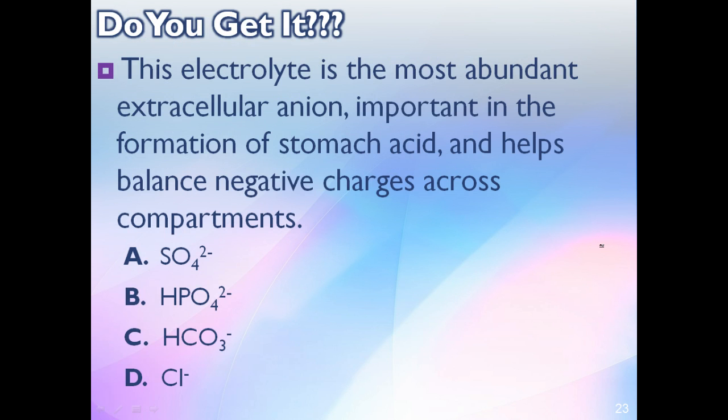So let's see how well we've done with a few do you get it questions, as you have familiarized yourself with these electrolytes. Let's see if you can come up with the correct answer. Pause, take a second if you need to. This electrolyte is the most abundant extracellular anion, important in the formation of stomach acid, and helps balance negative charges across compartments. Well, kind of made it hard on you here, right? Because they're all negative. But hopefully stomach acid should be the key, because stomach acid is hydrochloric acid. So that means D is correct.